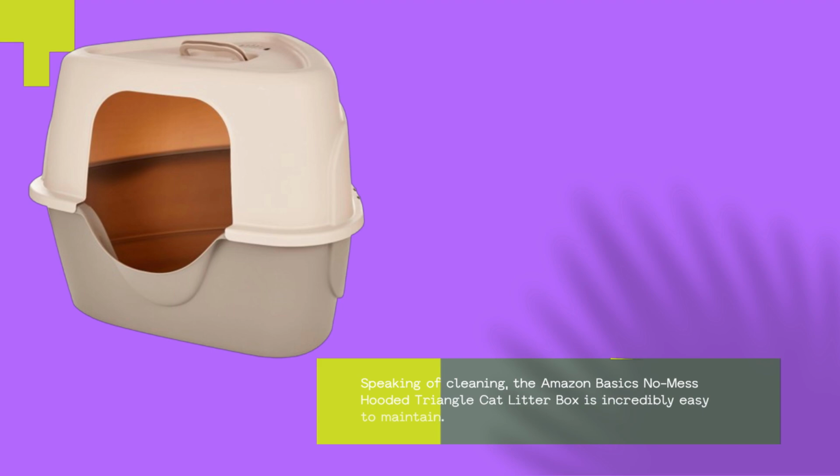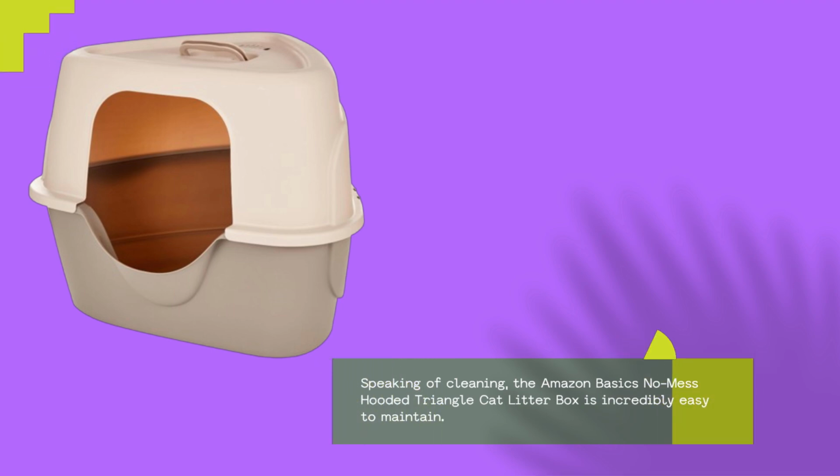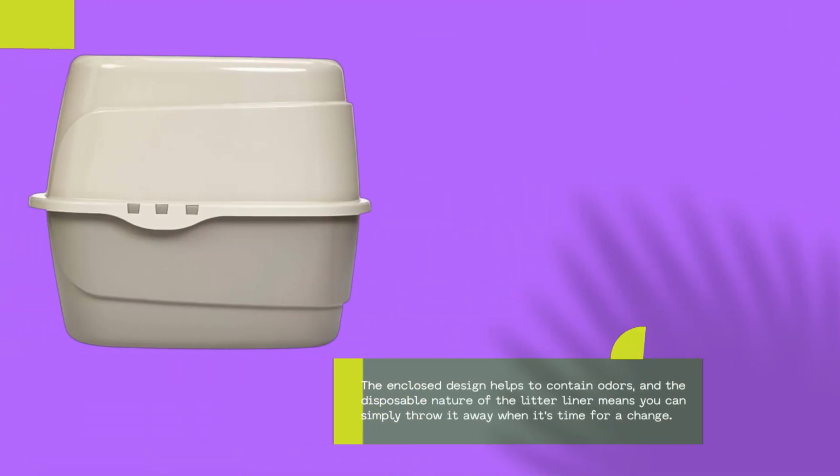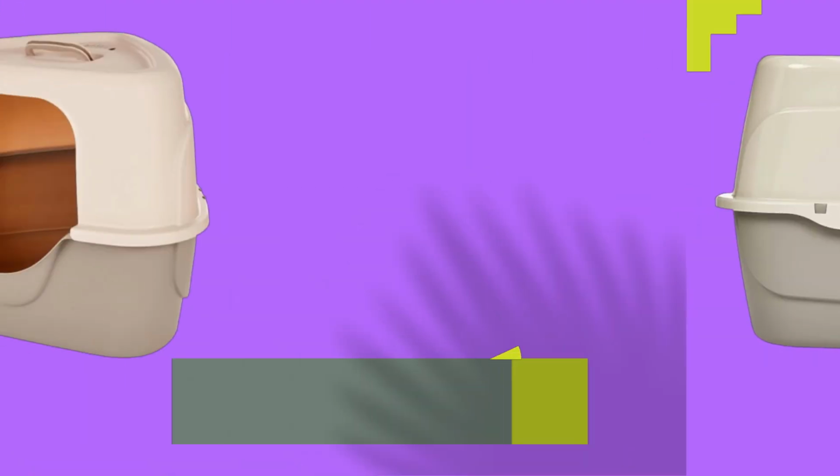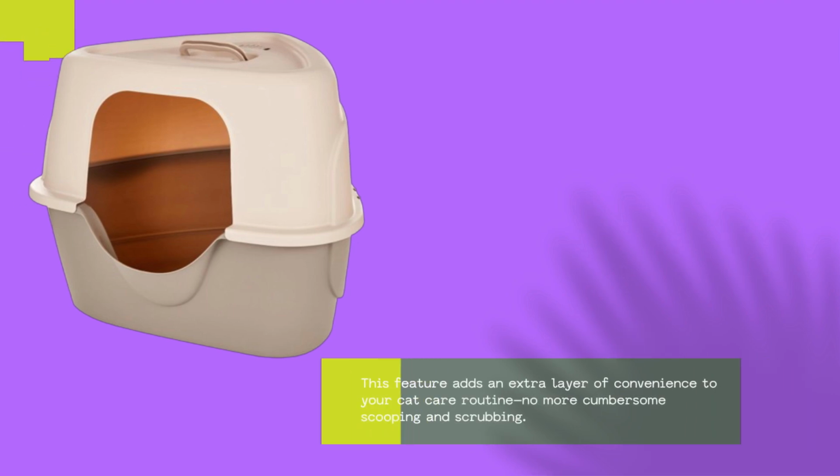Speaking of cleaning, the Amazon Basics No Mess Hooded Triangle Cat Litter Box is incredibly easy to maintain. The enclosed design helps to contain odors, and the disposable nature of the litter liner means you can simply throw it away when it's time for a change. This feature adds an extra layer of convenience to your cat care routine. No more cumbersome scooping and scrubbing.